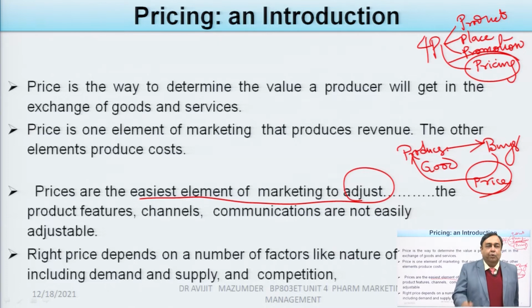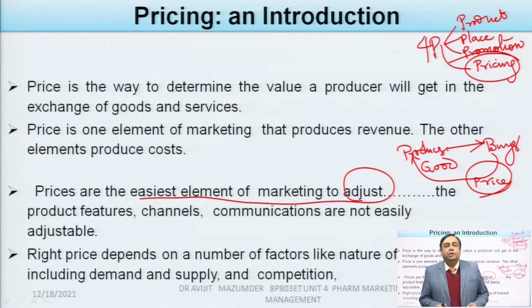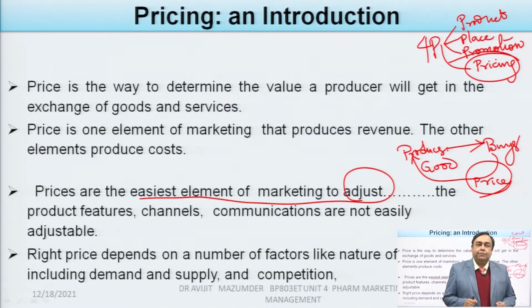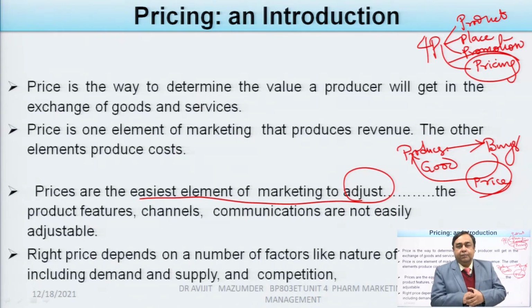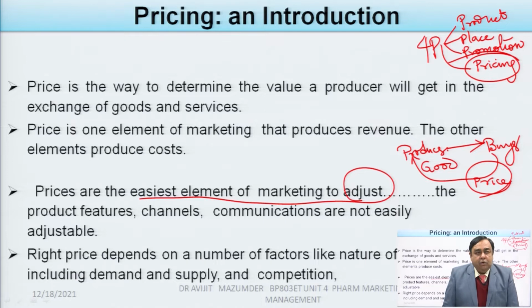But the final motto is that the right price must be there, and the right price depends on a number of factors: the nature of the market, the demand and supply conditions of the market, and to what extent competition exists in the market. All these are the parameters which govern the price.